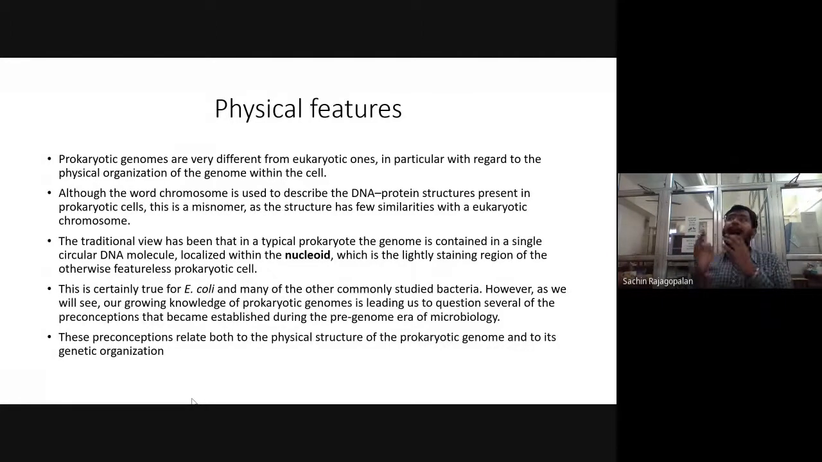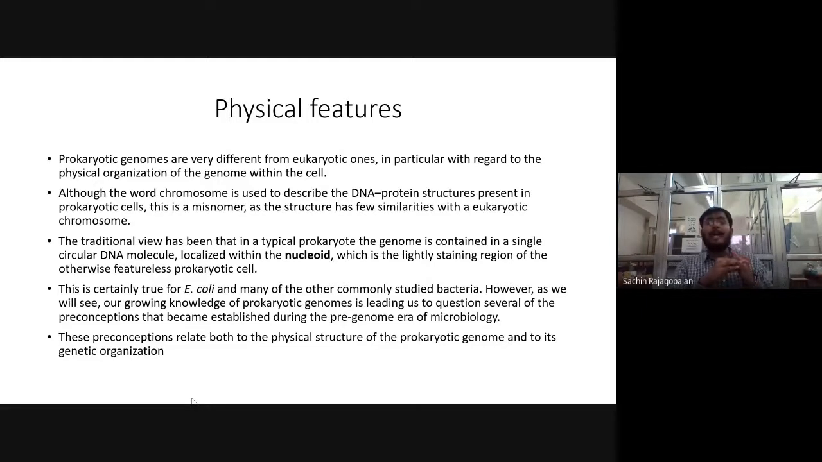Especially in terms of how the prokaryotic genome is organized, how it is packaged. There is a lot of difference when it comes to the packaging of the eukaryotic genome as compared to that of the prokaryotic genome. Now, no doubt that we use this word chromosome so often to describe the DNA packaged along with the proteins, because we know that DNA is never alone. There are some proteins always associated with it. So this complex of DNA and protein structures is what people normally refer to as a chromosome.